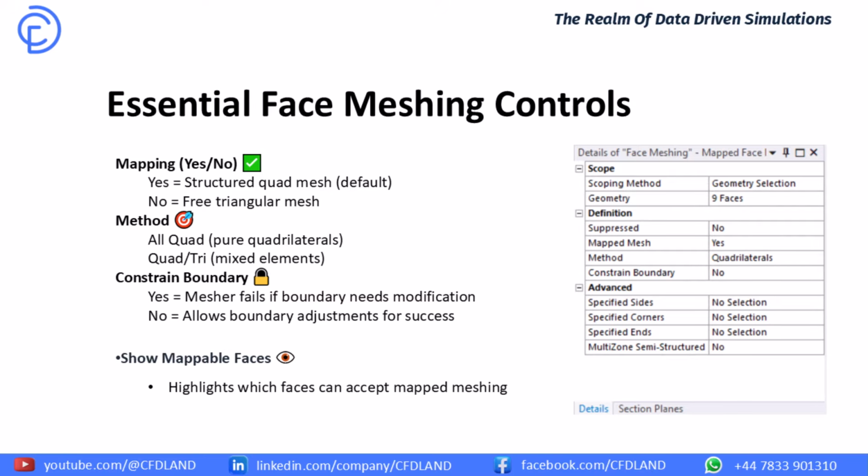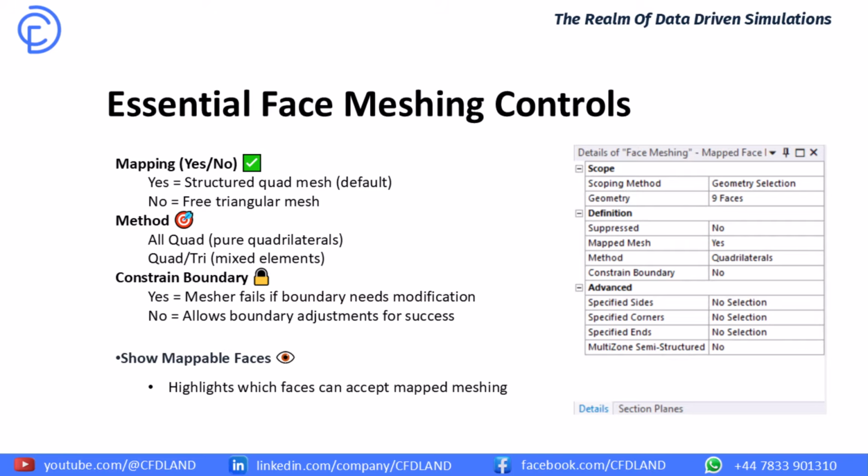Third, we have constrain boundary. Think of this as a strict mode. If you set it to yes, the mesher is not allowed to change the boundary edges to make the mesh fit. It must succeed with the exact geometry you have. This is good for quality control.